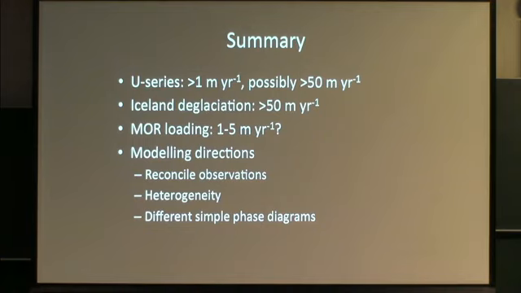The deglaciation of Iceland gives us a vertical melt transport velocity of about 50 meters a year. More loading effects, maybe something like 1 to 5 meters a year perhaps. And these are directions, so hopefully some of the modelers in the room can help to reconcile these observations, try to build the effect of heterogeneity into their models, and look at the effect of simple phase diagrams. That's it.